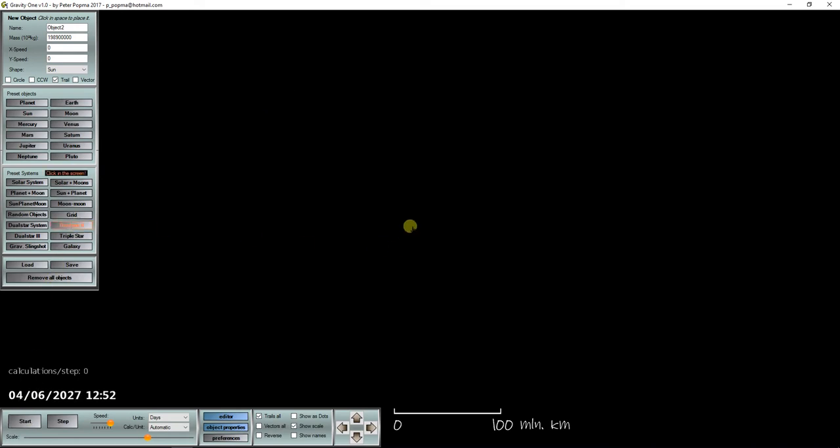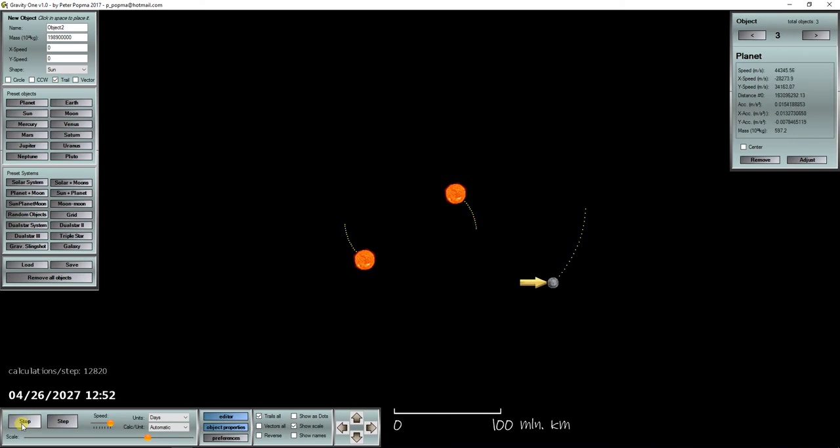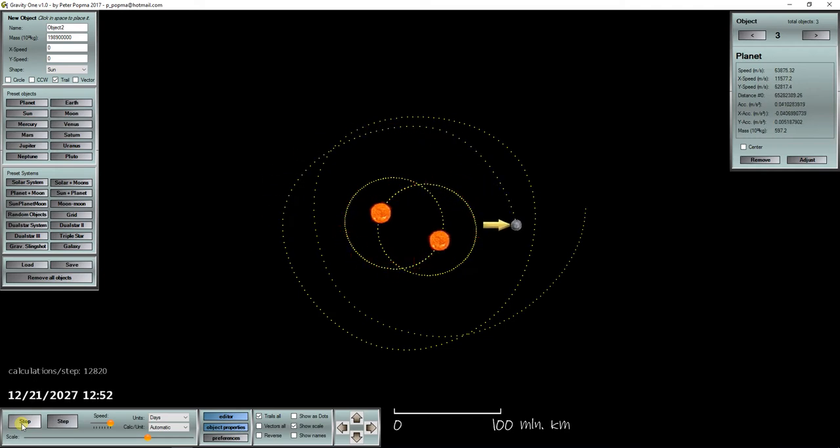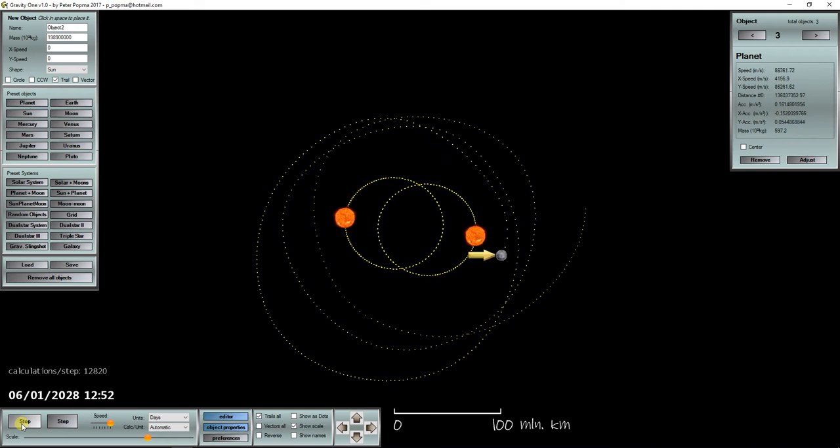This is another dual star system, only this time the planet is orbiting both stars at once. Observe how irregular its orbit gets. That's because the force of gravity acting upon the planet is changing constantly when the two stars are more or less aligned with respect to the planet.